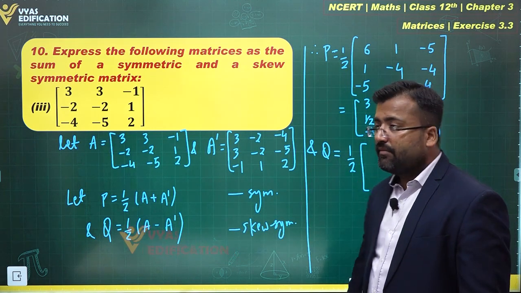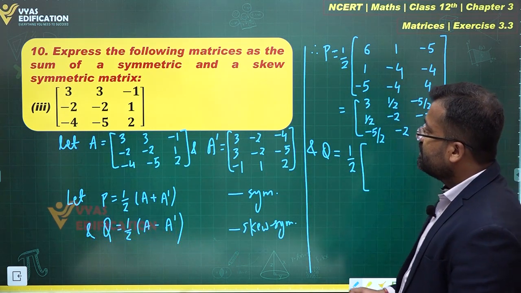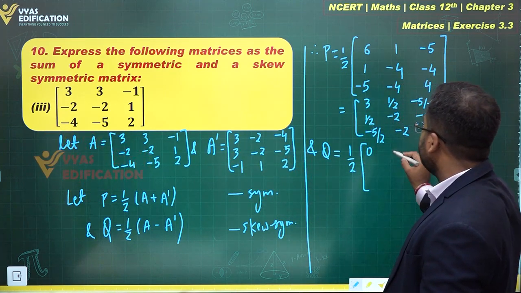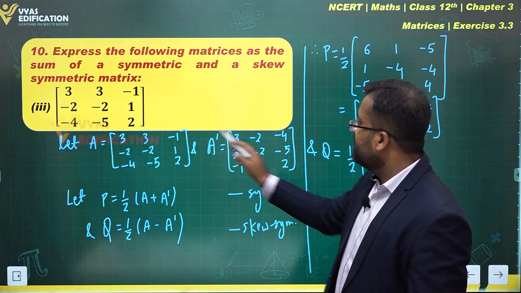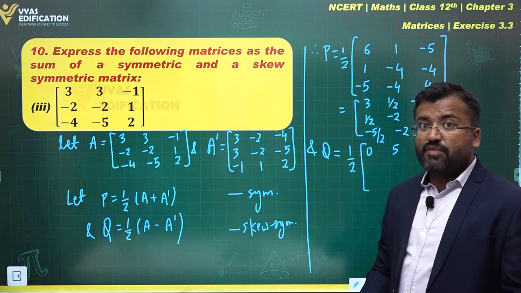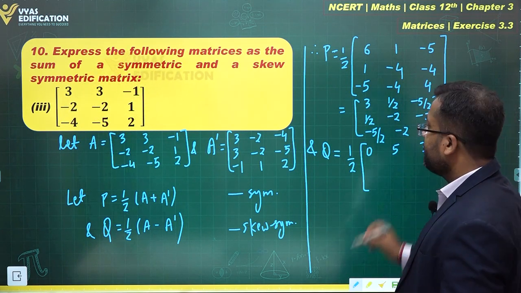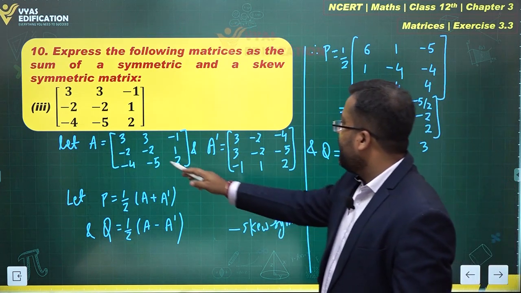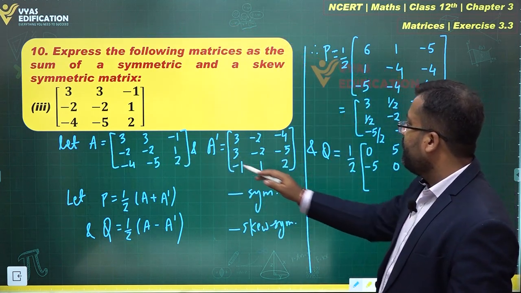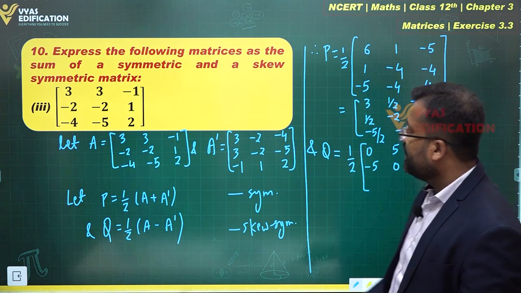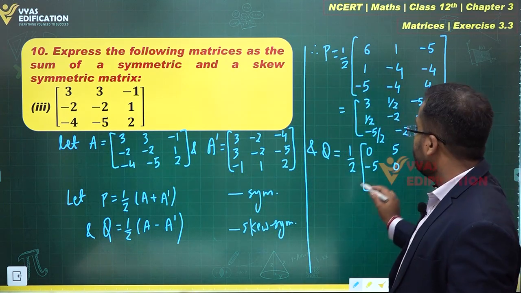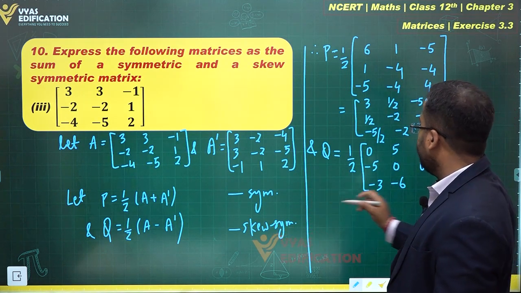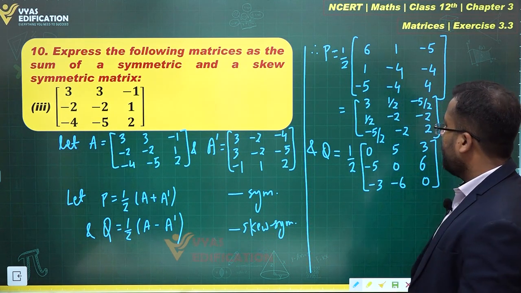A minus A prime. What is that? Difference of the two. So let's take the difference by subtracting the corresponding elements. 3 minus 3 is 0. 3 minus of minus 2 is 5. Minus 1 minus of minus 4, that is minus 1 plus 4, which is 3. Minus 2 minus of 3 is minus 5. Minus 2 minus of minus 2 is 0. 1 minus of minus 5 is 6. Next, minus 4 plus 1 is minus 3. Minus 5 minus 1 is minus 6. And 2 minus 2 is simply 0. This is what I have.